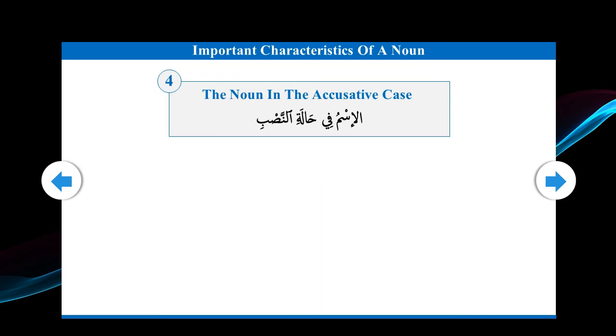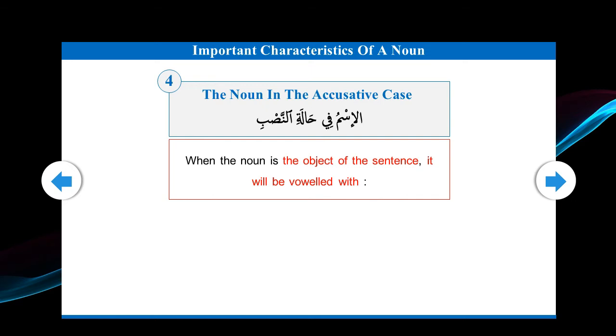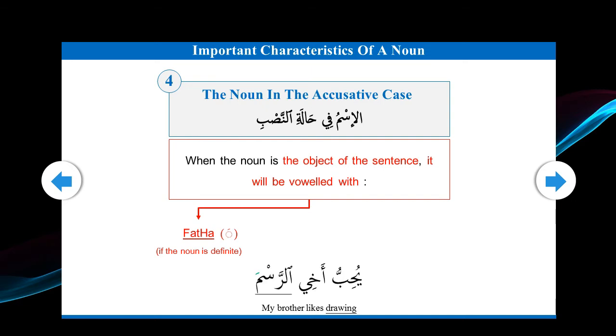The noun in the accusative case. When the noun is the object of the sentence, it will be voweled with fatha if the noun is definite. Like for example, yuhibbu akhi ar-rasma, my brother likes drawing.